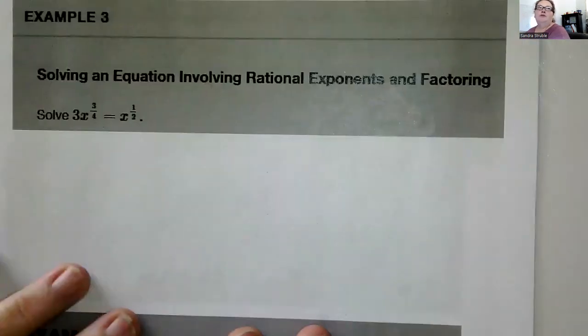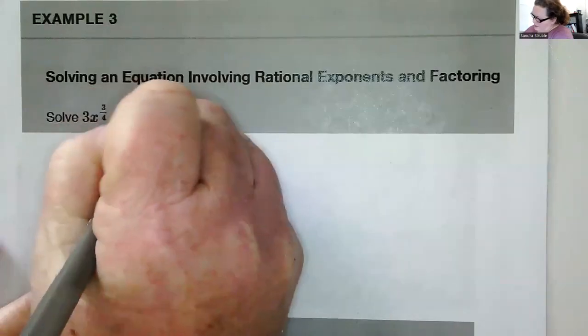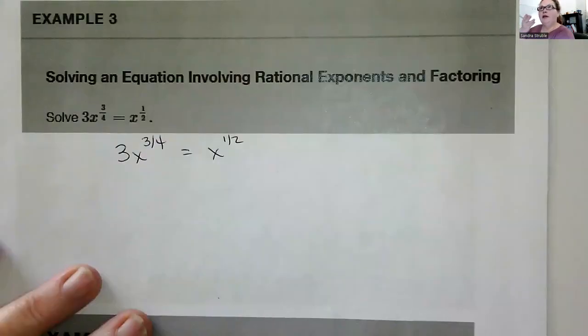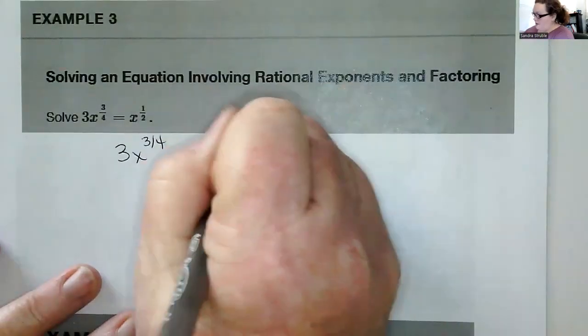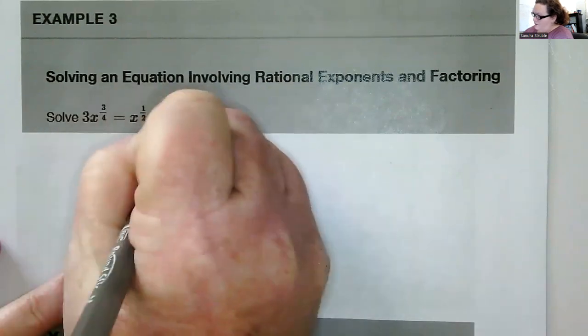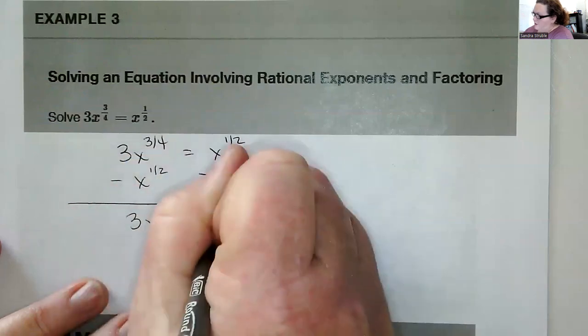Example 3. Solving an equation involving rational exponents and factoring. Solve 3x to the 3/4 is equal to x to the 1/2. So they want us to use factoring. I'm going to bring the x to the 1/2 to the other side, since we're going to do factoring. So I get 3x to the 3/4 minus x to the 1/2.